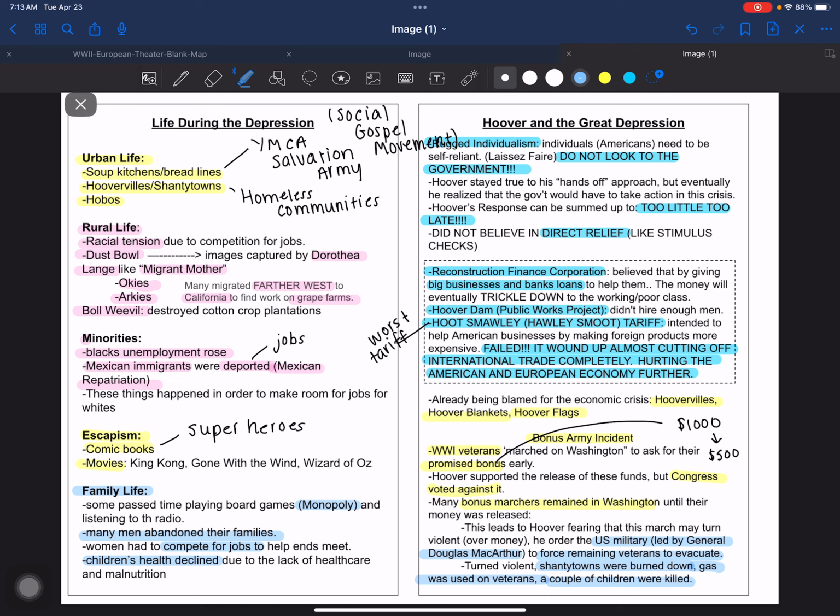It was published in newspapers all across the nation with headlines that read, this is how Hoover treats your veterans, and things like that. So this was kind of just the straw that broke the camel's back. Hoover's reputation was already struggling. And then with this Bonus Army incident, even though he supported the release of the funds, how he handled the removal of these veterans was ugly, and it really ruins his reputation. And that's ultimately going to lead to his loss in the next election, and that's how we get FDR.